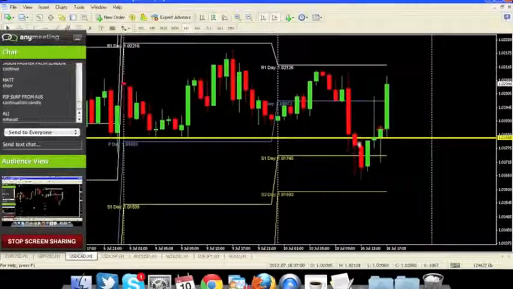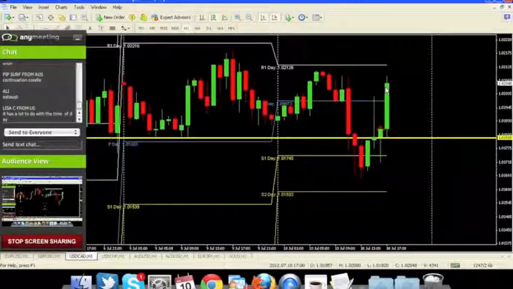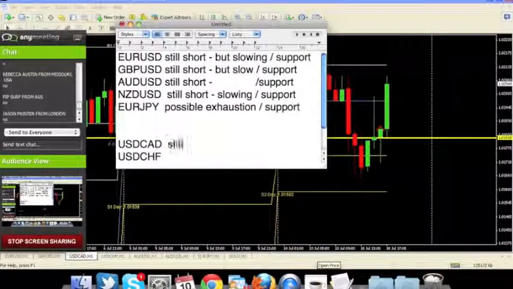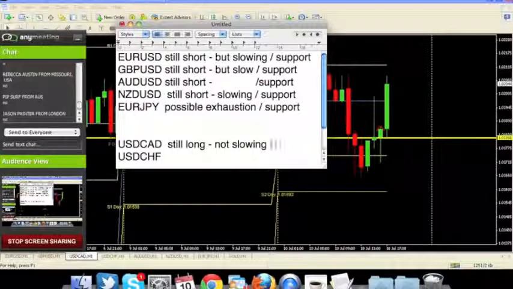US dollar CAD. US dollar CAD strongly long. Is there resistance here? Are we at resistance on US dollar CAD anywhere? No. Take a look. No pivot lines at the current market that we were at. No pivot line yesterday. No pivot line day before yesterday. Long. Still long. Not slowing. No resistance.